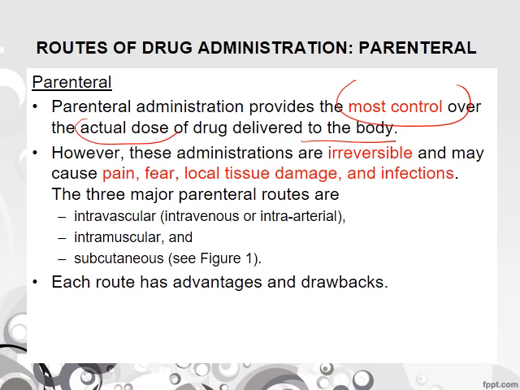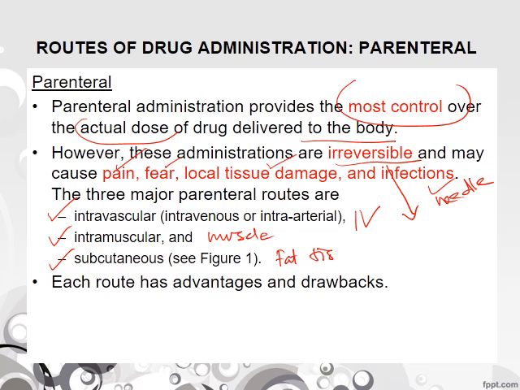However, one of the major disadvantages is that these administrations are irreversible, and they may cause pain, fear, local tissue damage, and also infection when you reuse the needles. There are three main parenteral routes: intravenous, which is IV; intramuscular, where you go into the muscle; and subcutaneous, where you usually introduce the drug into the fat tissue. Each route has its advantages and drawbacks.